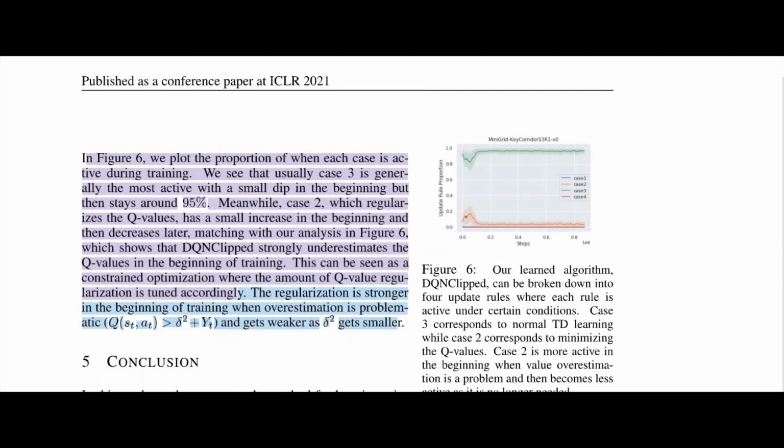So the network learns that initially there is a good chance that the Q values are being overestimated. So it switches to case 2, which minimizes the Q values. And afterwards, it automatically switches to the normal DQN loss. This is sort of mind blowing, that the network automatically learns when to switch between different algorithms, when to add the regularizer, when to remove the regularizer. So this was pretty awesome.